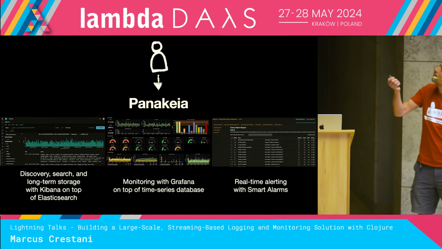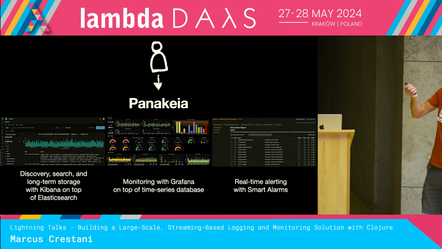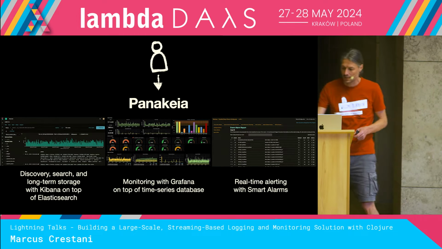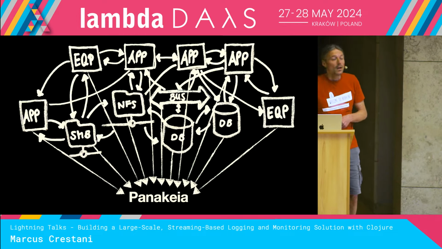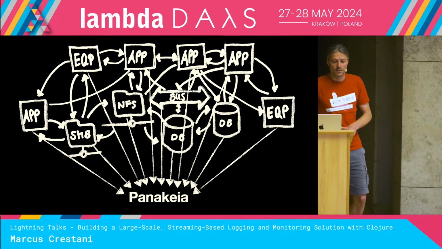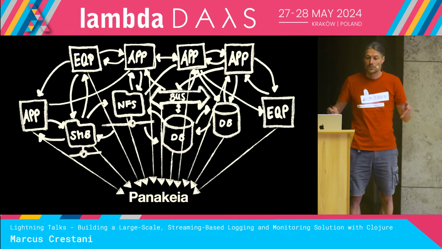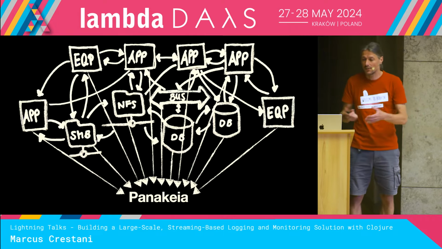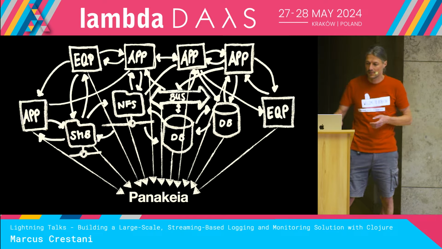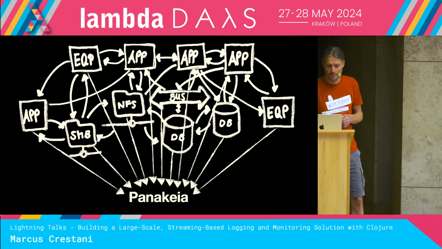We have Kibana on top of Elasticsearch for log search and storage. We have Grafana for monitoring metrics on top of a Prometheus time series database. And we have a custom-made real-time alerting system we've dubbed Smart Alarms. We've achieved that by doing all the tedious work of collecting all the information that exists in the fab. So we tap the logs, we query the databases, we look at the message bus, and we bring everything together.